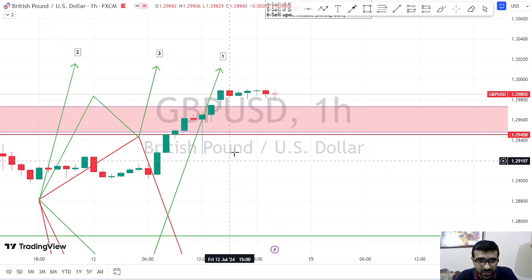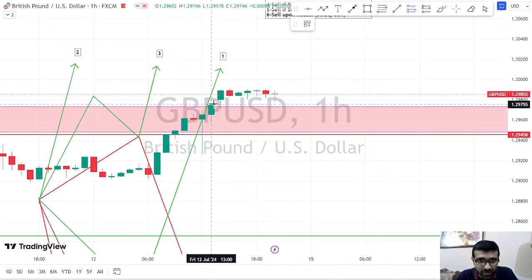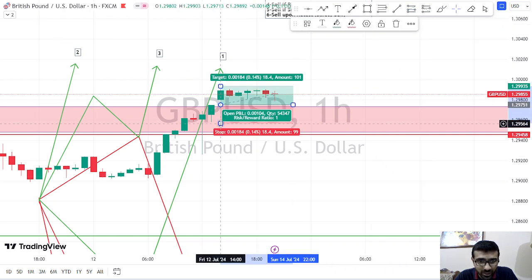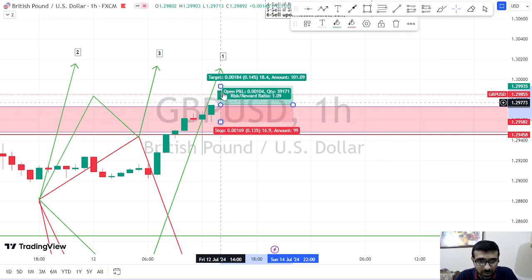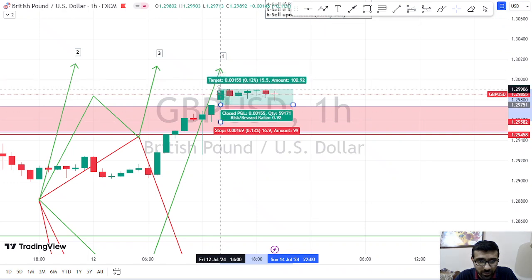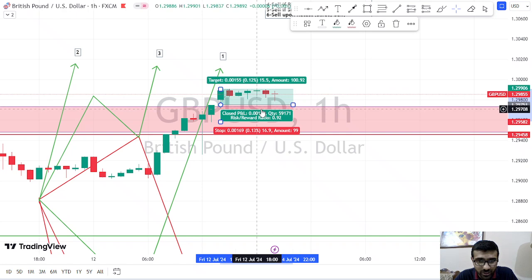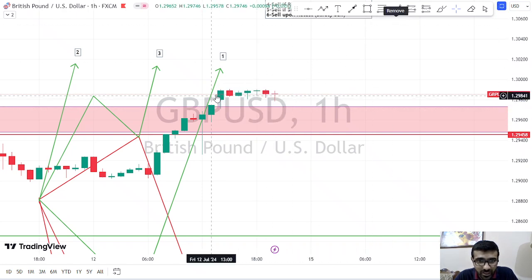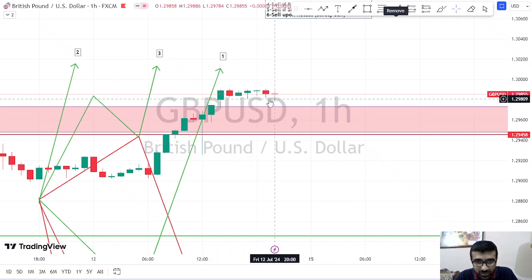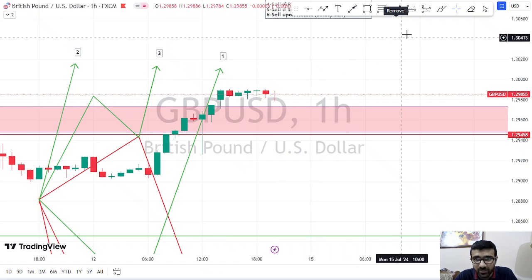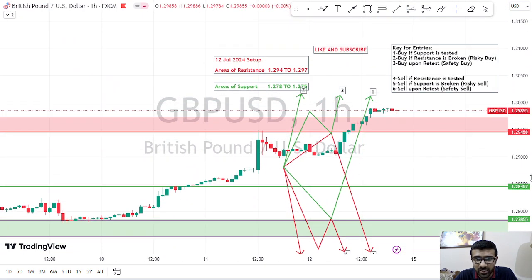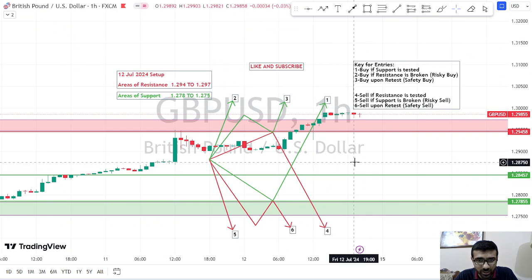So let me take these trades. This will be our trade number one. Over here, our stop loss will be just below the previous candle, and our take profit will be approximately over here, giving us a 0.9% profit. And then afterwards, once again, the market tested our area of resistance and closed with a green candle over here. So we could take an entry over here, and this trade would very well still be running, and we will be waiting for this candle to execute.